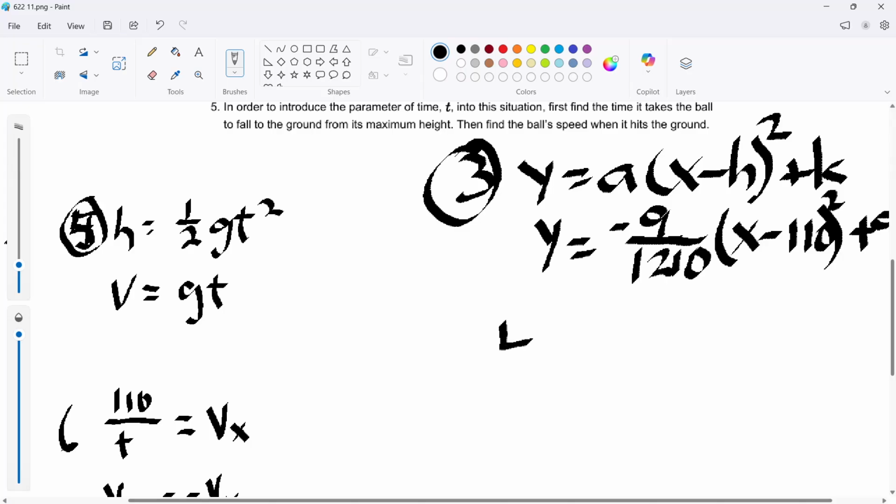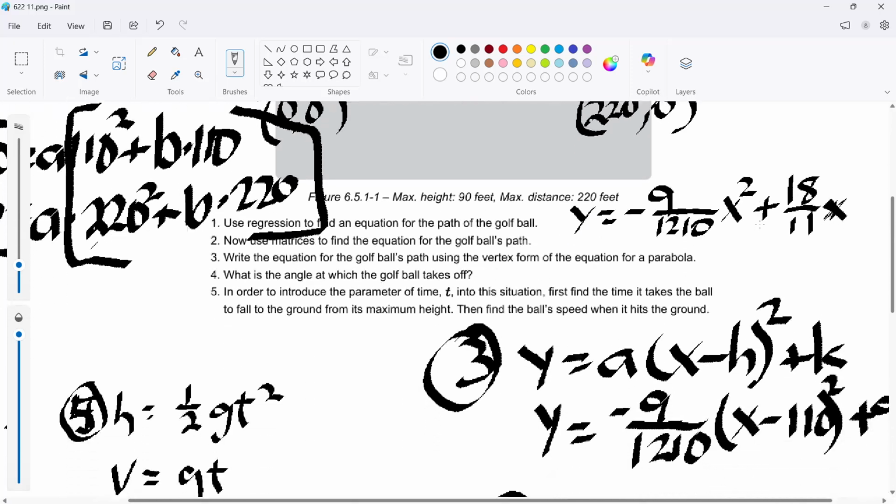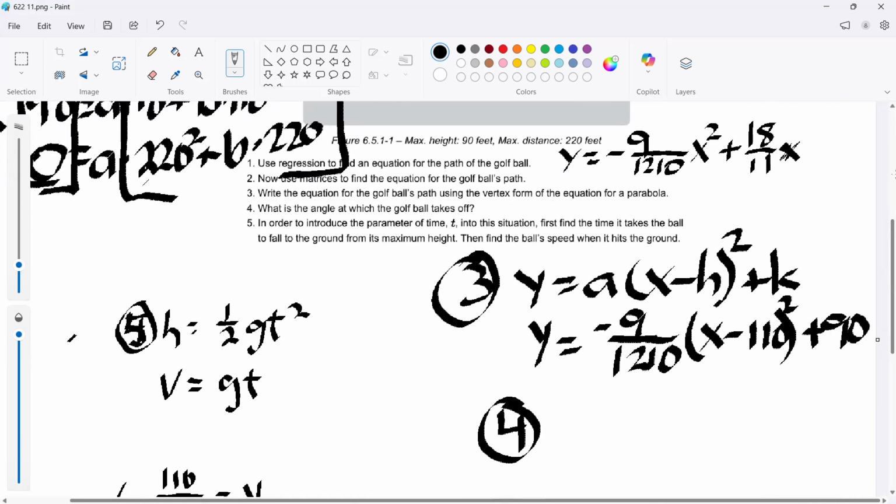The next one is, what is the angle at which the golf ball takes off? To find the angle it takes off, I need to find the slope at the origin where it starts. That's where x equals 0. So I can take my equation, and if you remember what you did with derivatives, I'll use the power rule and take the derivative and then plug in x equals 0. That will be the slope of the equation when x equals 0. Then I will use that to find the angle.